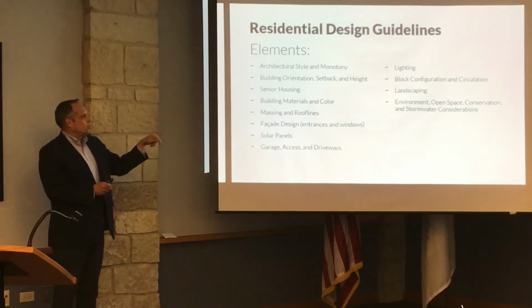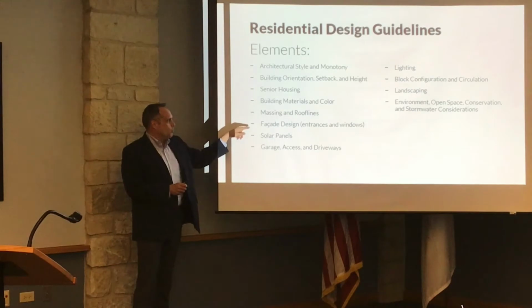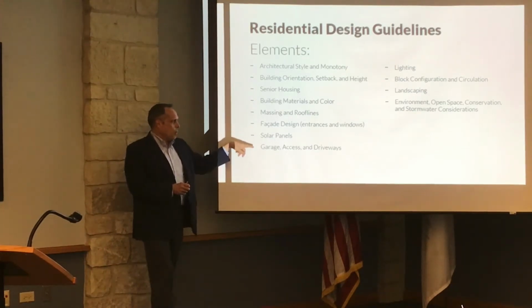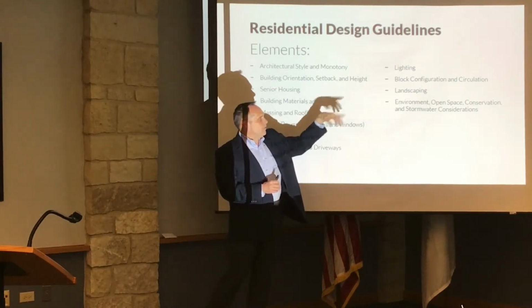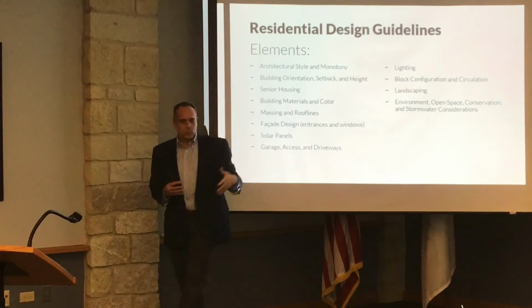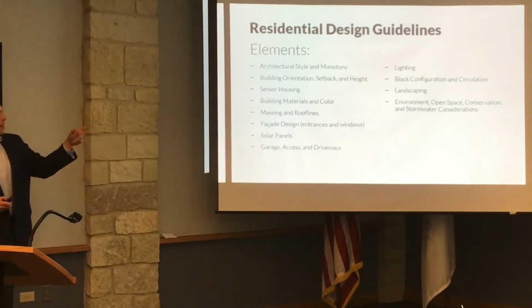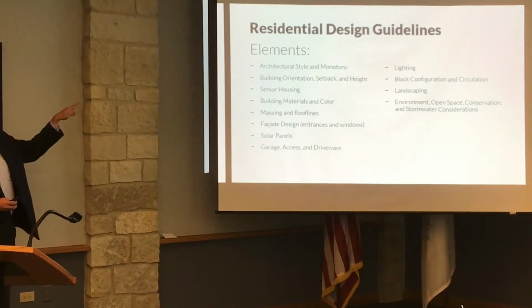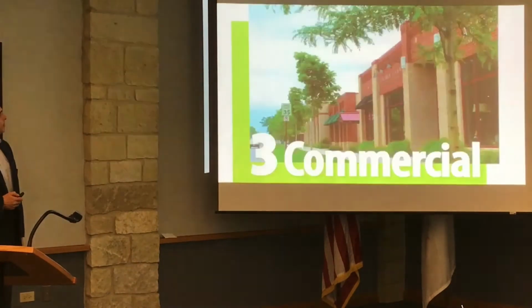Building orientation and setback, senior housing, building materials and color, massing and roof lines, facades, solar panels, garages and driveways, all lighting, block configuration for new subdivisions, all landscaping, and then environmental features, open space, water conservation, things like that. For each one of these bullets, there are design guidelines governing what we want to be looking at and the quality we want to achieve with all of these elements.